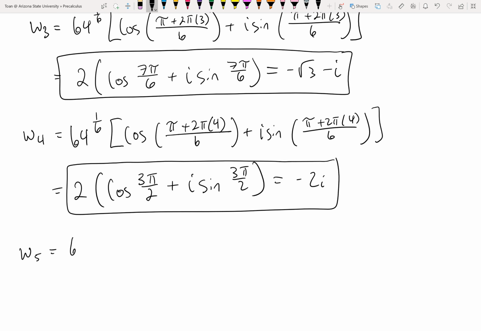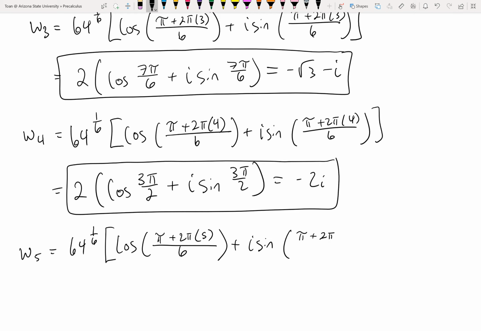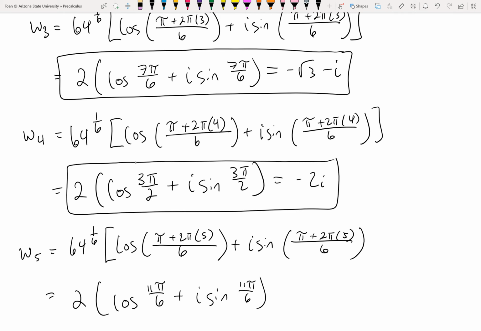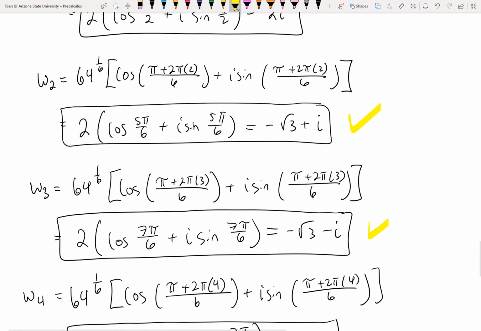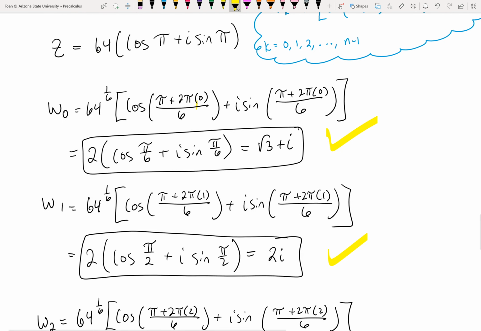W sub 5 equals 64 to the 1/6 power. Cosine of pi plus 2 pi times 5 over 6, plus i sine of pi plus 2 pi times 5 over 6, which is 2. Cosine 11 pi over 6 plus i sine 11 pi over 6. Which, of course, since that's a special angle, I expect you know how to find the standard form. That's radical 3 minus i. Now, how many answers do we have here? We have 1, 2, 3, 4, 5, and 6. So that should complete it.